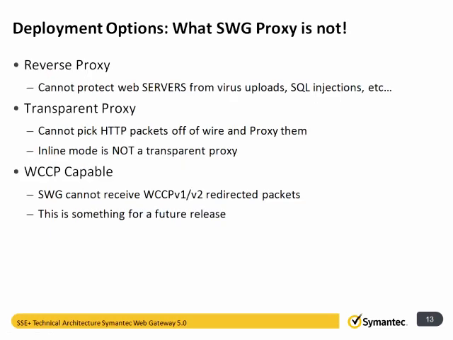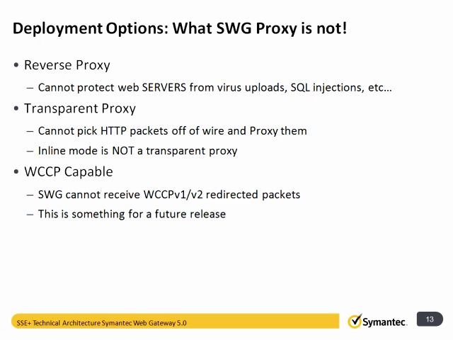On this slide, we'll go over a few things that the web gateway proxy can't do. The web gateway proxy is not a reverse proxy and doesn't have the ability to protect web servers from virus uploads, SQL injections, etc. Again, the web gateway proxy is not a transparent proxy, in that it can't pick up HTTP packets off the wire and proxy them. If traffic is going to be proxied, client machines need to be using some method to redirect supported protocol traffic to the proxy. Probably the biggest limitation of the web gateway proxy is that it is not WCCP capable.